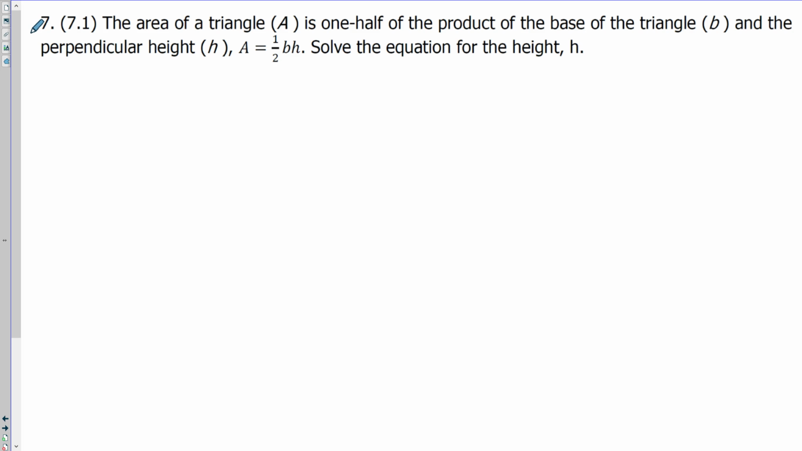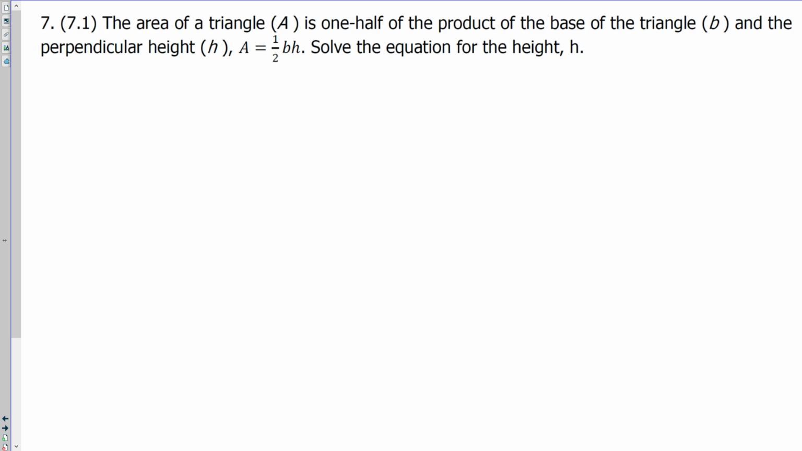Problem 7 comes from section 7.1, which was looking at solving equations. So here we have the area of a triangle represented as capital A is 1/2 of the product of the base of the triangle lowercase b and the perpendicular height lowercase h. And they gave us the same formula that they just described. Area equals 1/2 base times height. You may recognize that from our geometry unit. But we want to manipulate this equation and solve for the height h.